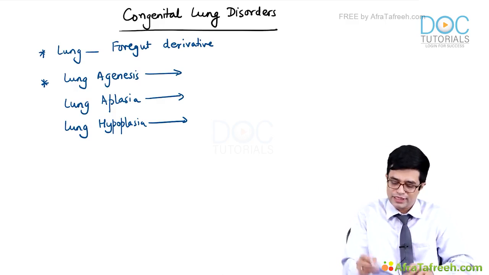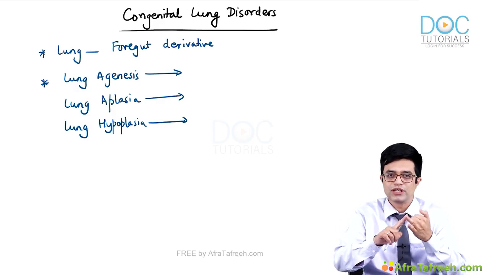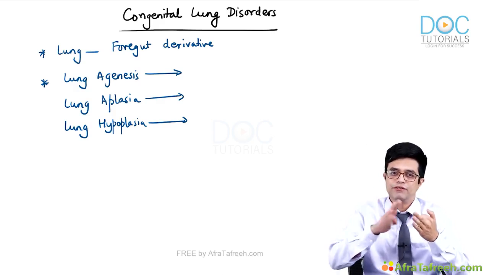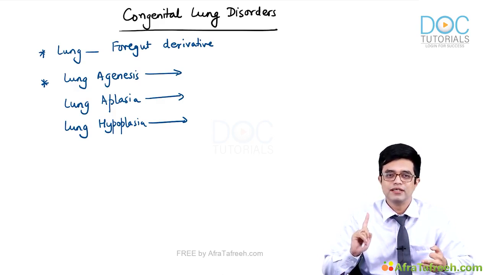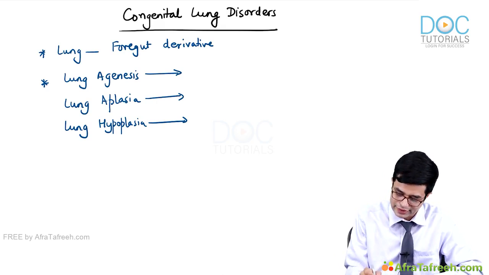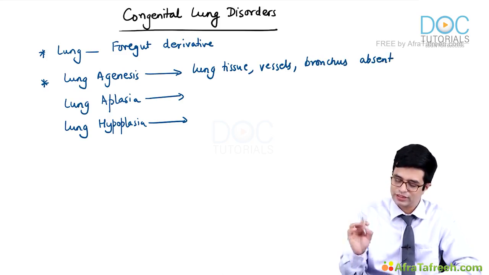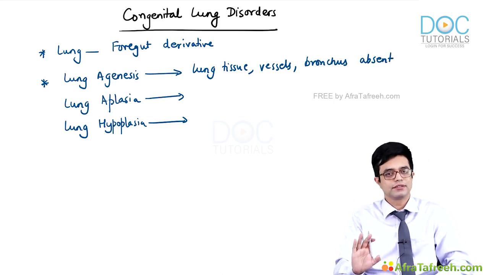Lung agenesis means, see, there are three components: lung tissue, bronchus, and the vessels of the lung. If all three are absent on one side, we call it lung agenesis. So in lung agenesis, the lung tissue, its vessels, as well as bronchus are found to be absent on the affected side. All three are absent, we call it lung agenesis, right?